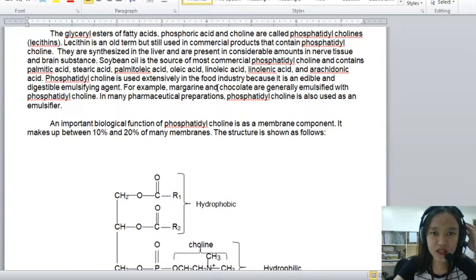So, for example, margarine and chocolate are generally emulsified with phosphatidylcholine. In many pharmaceutical preparations, phosphatidylcholine is also used as an emulsifier.